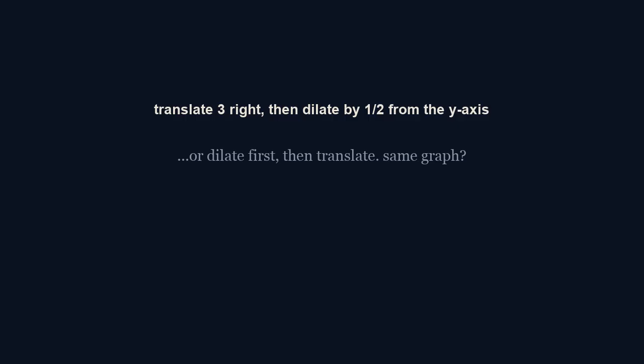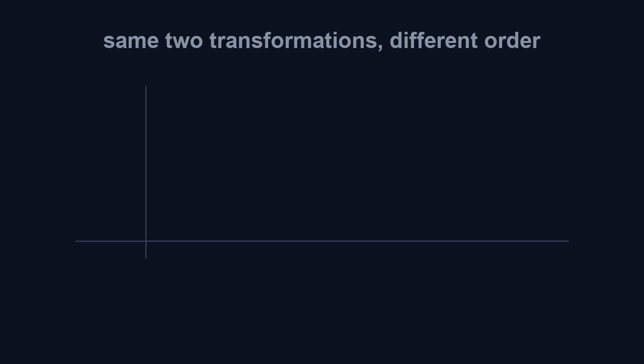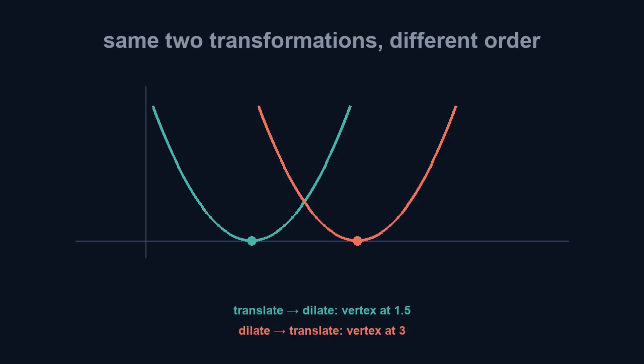2 transformations. Translate 3 right, then dilate by a half from the y-axis. Or, do it the other way round, dilate first, then translate. Same graph either way. Lock in your guess. 3, 2, 1. Nope. Translate then dilate gives you a parabola with its vertex at 1.5. Dilate then translate gives you a completely different parabola, vertex at 3.